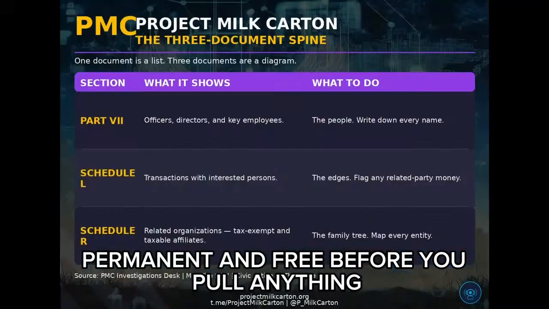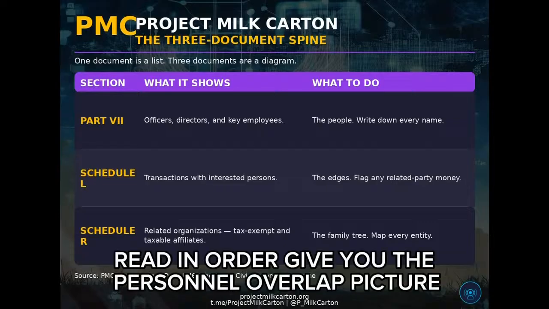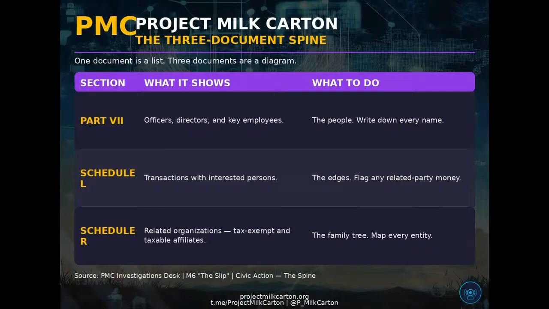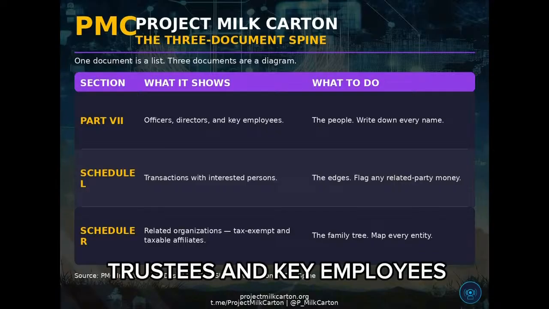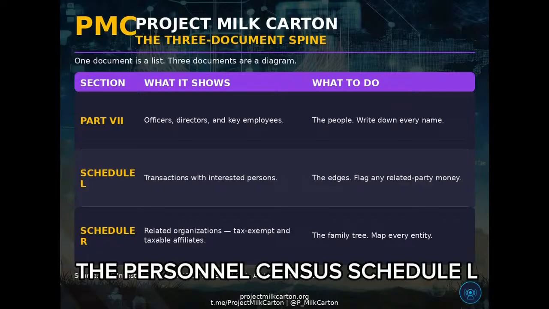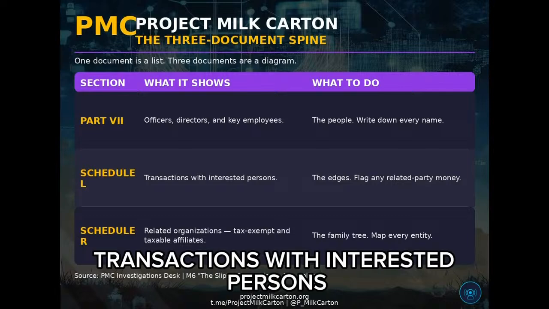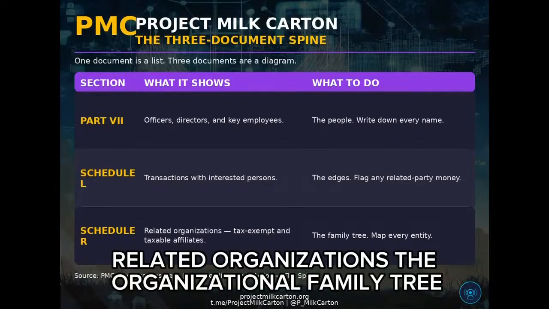Before you pull anything, memorize the spine. 3 sections of Form 990, read in order, give you the personnel overlap picture. Part 7. Officers, Directors, Trustees, and Key Employees. The Personnel Census. Schedule L. Transactions with interested persons. The related party money. Schedule R. Related organizations. The organizational family tree.